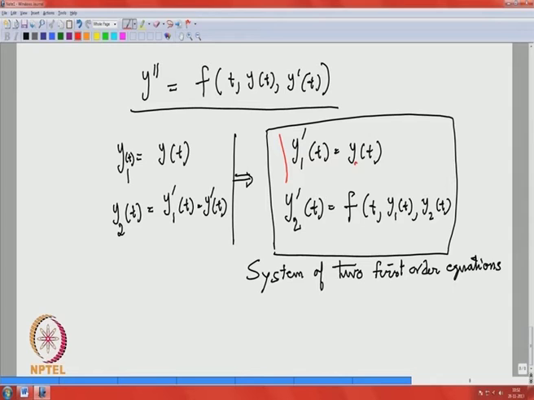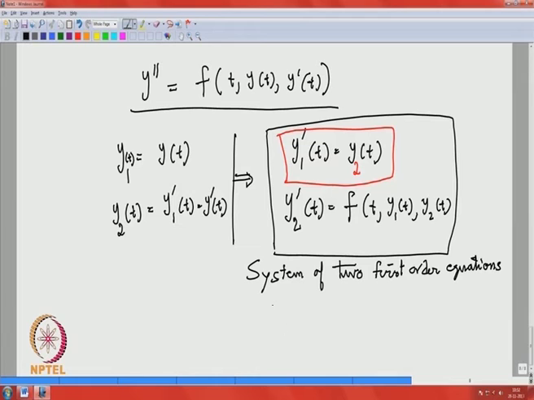So, this is y2 of t, not y1 of t. If you look at this equation, this is a first order equation for y1, and hence, if you look at the previous page, what I said is that if you have a first order equation, you have one initial condition, because that is a standard problem. So you require one initial condition for y1 and another initial condition for y2.